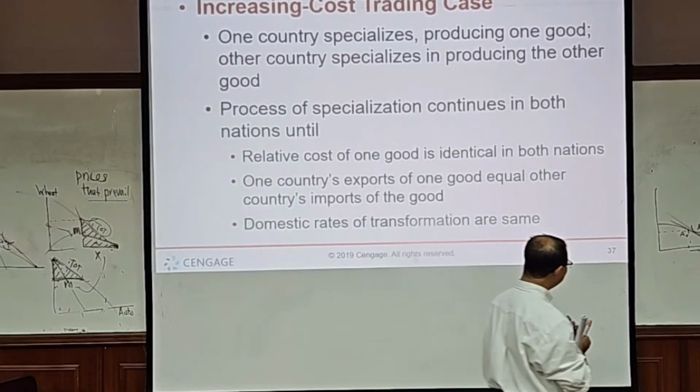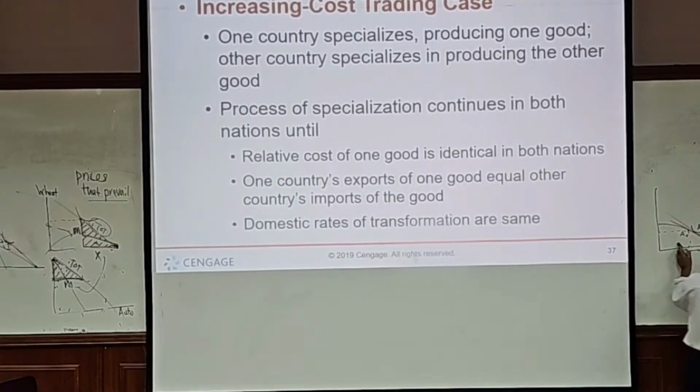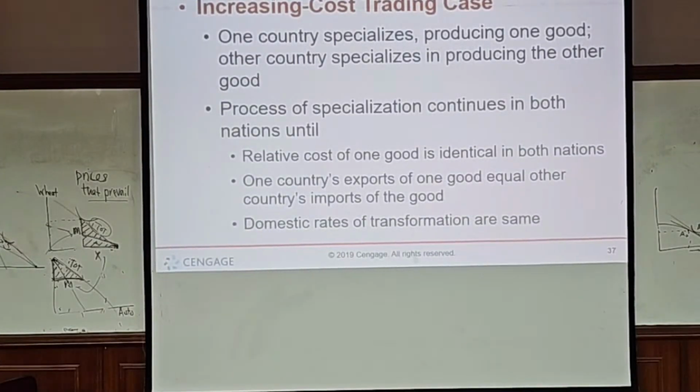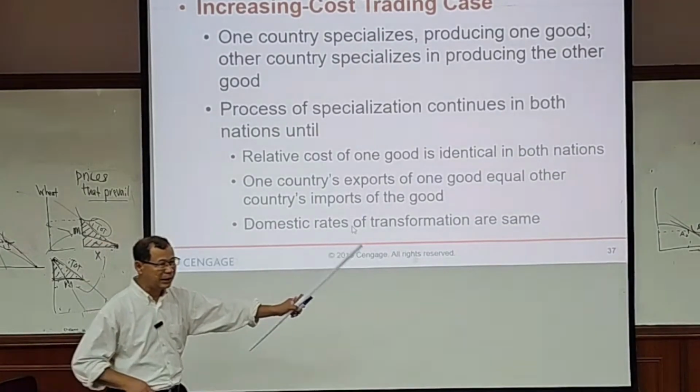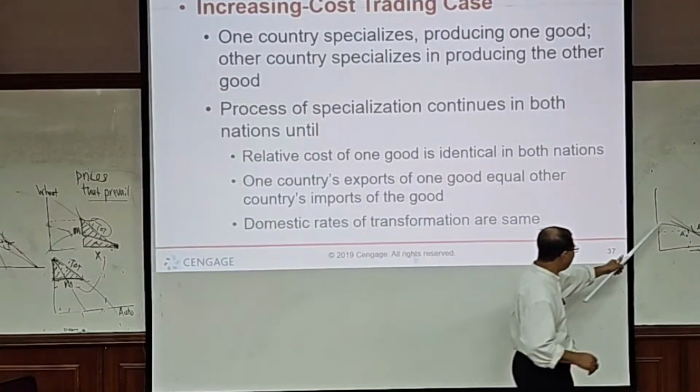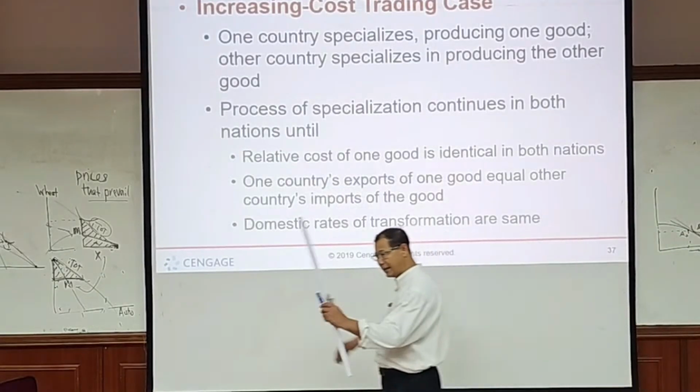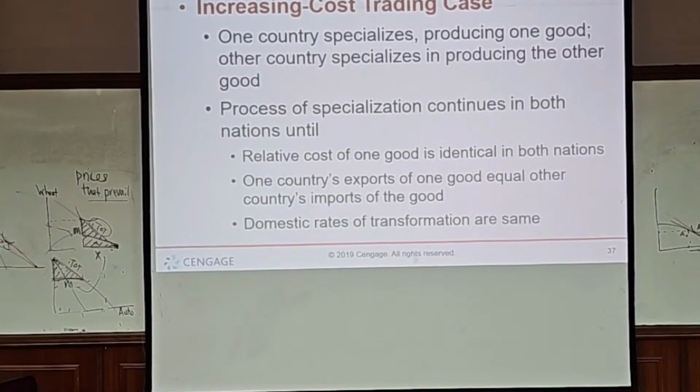So, we have shown you, this is outside of the production possibility. Domestic rates of transformation are the same, until becoming the same. We can also draw the triangle, just like before. Previously not the same, until becoming the same. The same is this one, the red one. Previously not the same. Why?